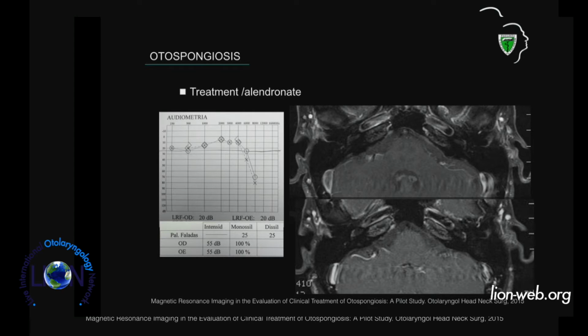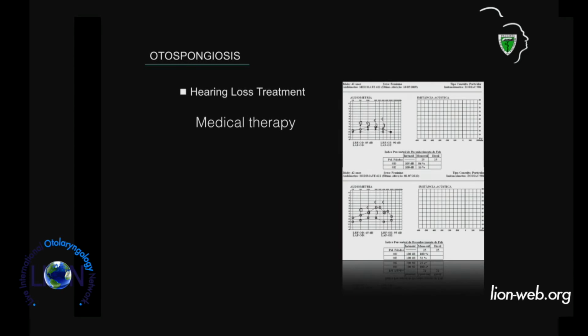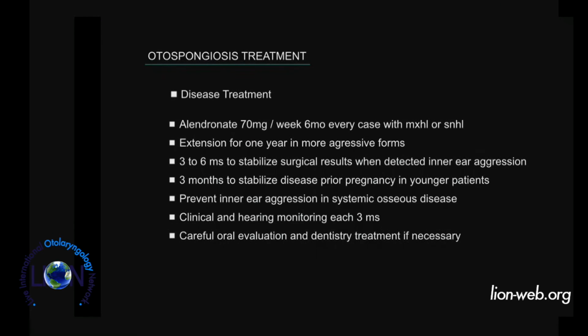We recently published some of our initial results on the control of the evolution of this disease by image studies, but we think that the most important thing is to avoid the progression of disease and stabilize our surgical results. So treatment for hearing loss involves, from our point of view, medical therapy for this kind of aggressive disease, in any case with a sensory neural component.